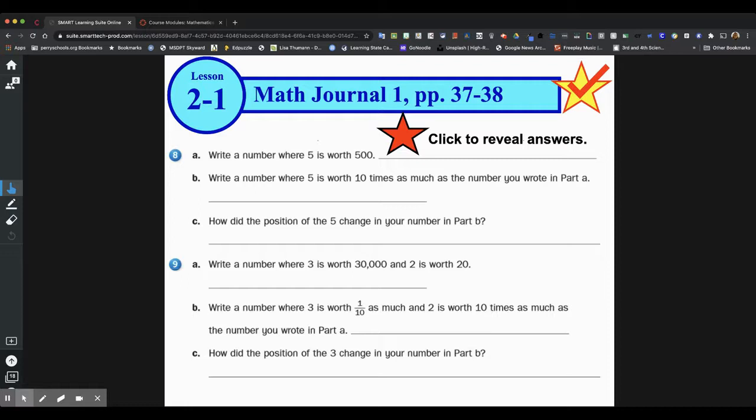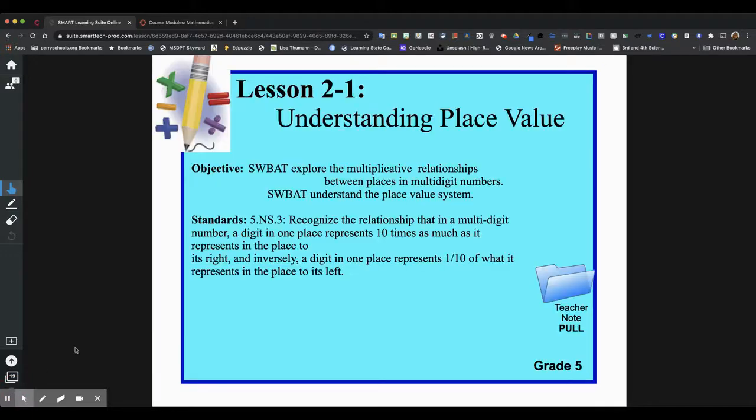Write a number where 3 is worth 1/10 as much. Remember, that means divided by 10. And the 2 is worth 10 times as much. And how did that position change? Okay, so pause video.